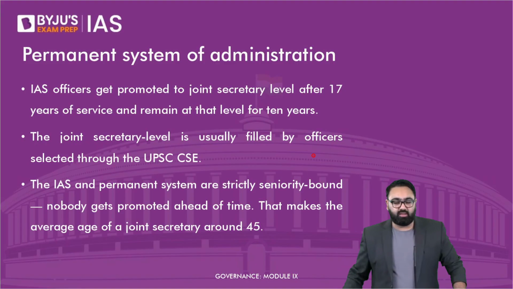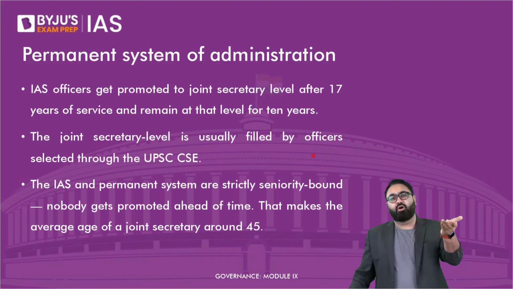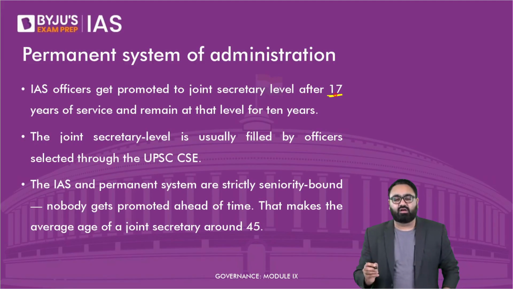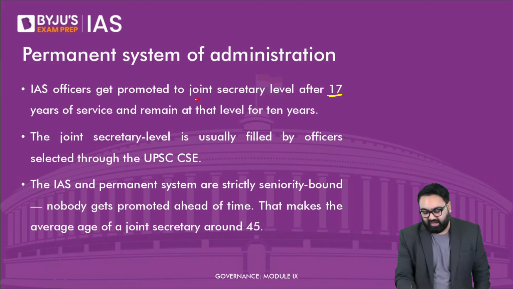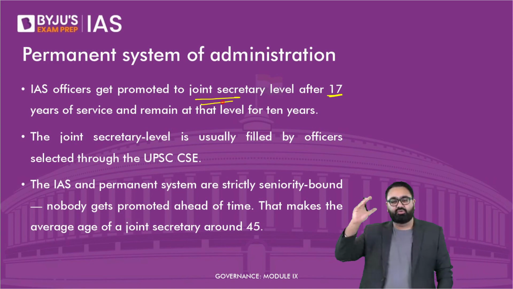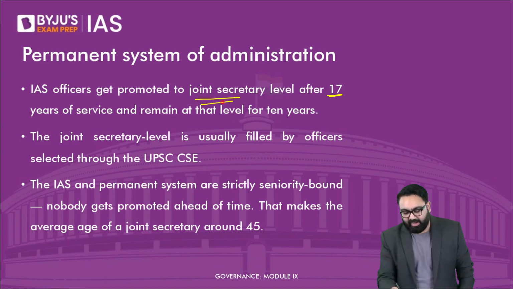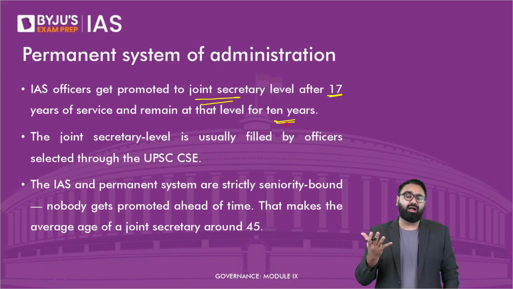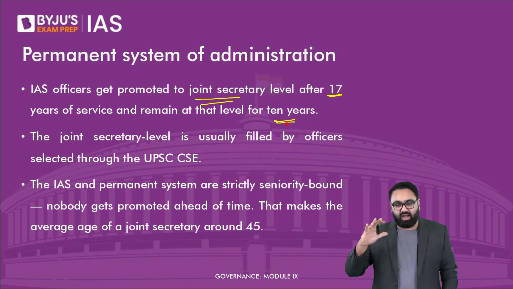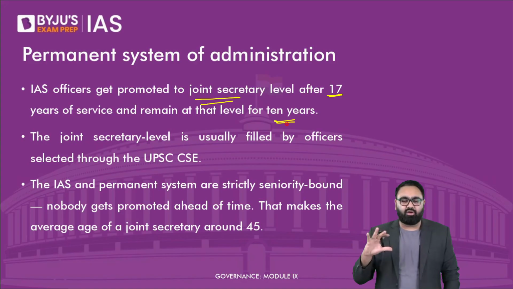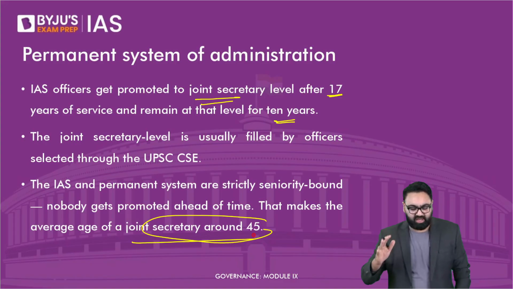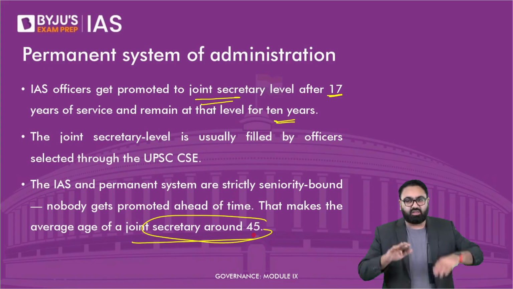So usually, as I said, on the basis of your tenure, you get promotion. After completing 17 years in the service, you usually get to the joint secretary level. You remain at that level for about 10 years. It depends upon at what age you cleared the exam, but the average age of a joint secretary in India is about 45. This is what the government has decided.